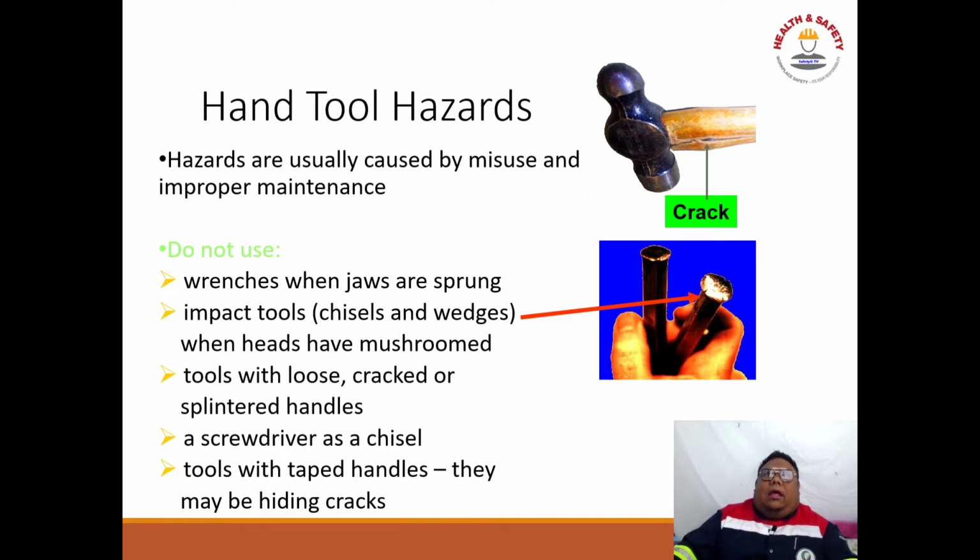Tools with taped handles may be hiding cracks. That's why we usually do assessments, guys. If you are the safety officer on site, some employees will put some tape on, which is not good practice in hand tools, because you cannot determine whether the condition of the tool is good or bad. If there is a warehouse and they return it, we advise the warehouse in charge to check thoroughly and remove the tapes, except the tape used for color coding. Okay, next slide.